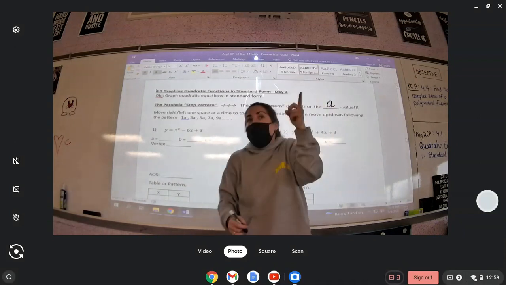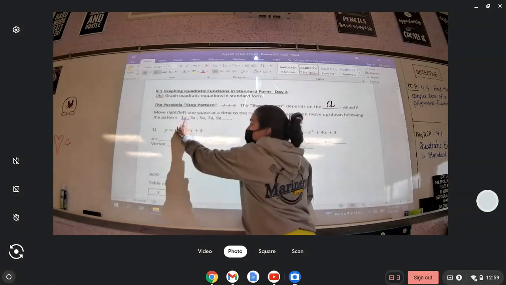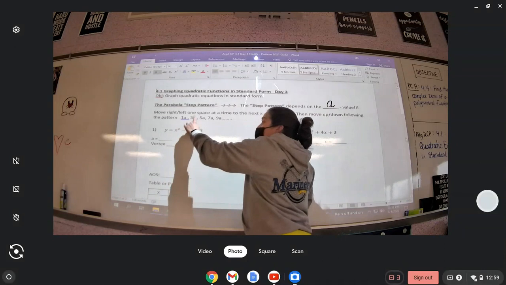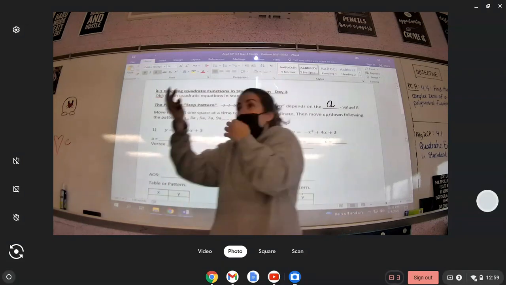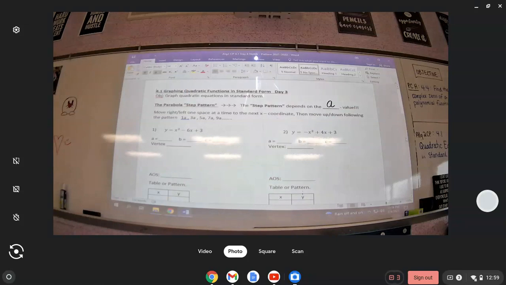So if a, your leading coefficient, was 1, then 1 times 1 would be 1. 3 times 1 would be 3. 5 times 1 would be 5. And then it would be going up by the odd number pattern. 1 jump, 3 jumps, 5 jumps, and so on.